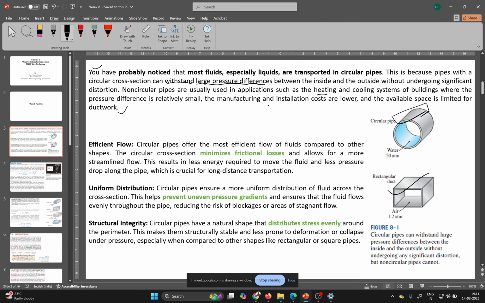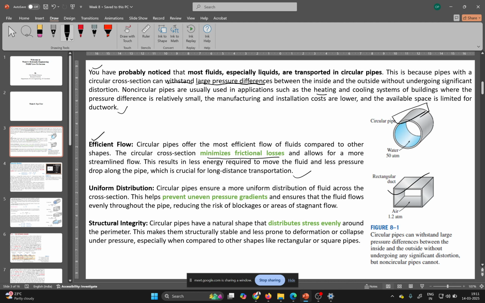So here, just about the difference between your circular and your rectangular duct. Why do we use circular? Because of efficient flow: a circular pipe offers the most efficient flow of fluid compared to other shapes. The circular cross section minimizes frictional losses and allows for a more streamlined flow. This results in less energy required to move the fluid and less pressure drop along the pipe, which is crucial for long distance transportation. Hope you got it.